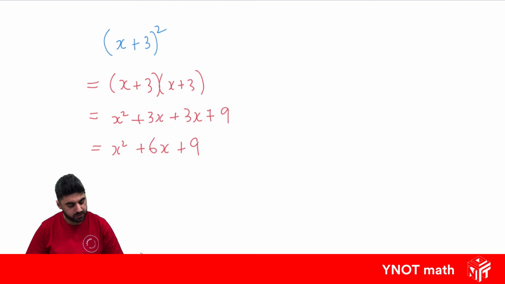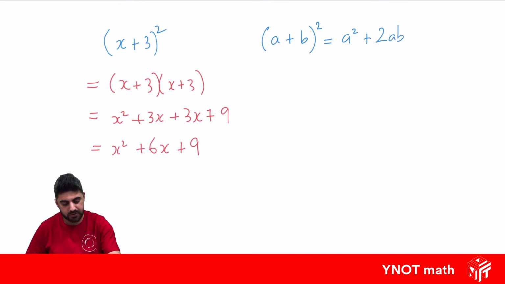This is actually a special binomial when we have one squared. We're actually looking at a special result where if we have one term plus another term squared, we actually get the first term squared plus double the product of the terms. So the product of a and b is ab, double it, we get 2ab, plus the second term squared.